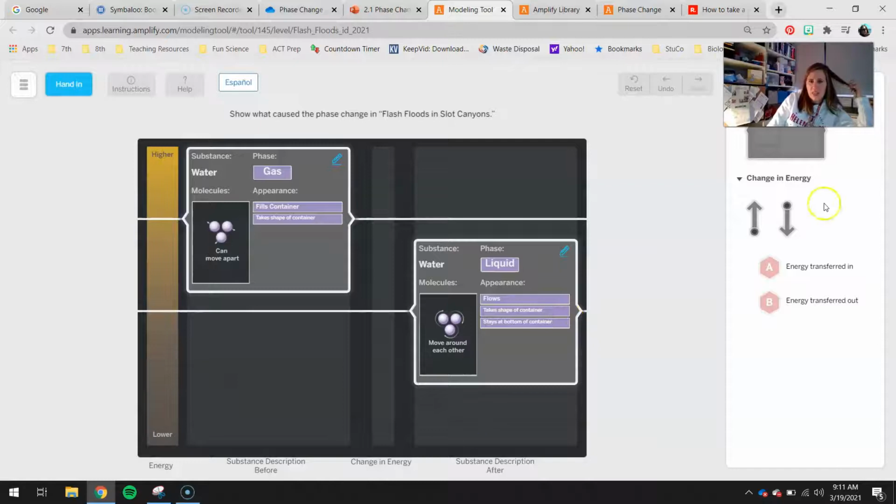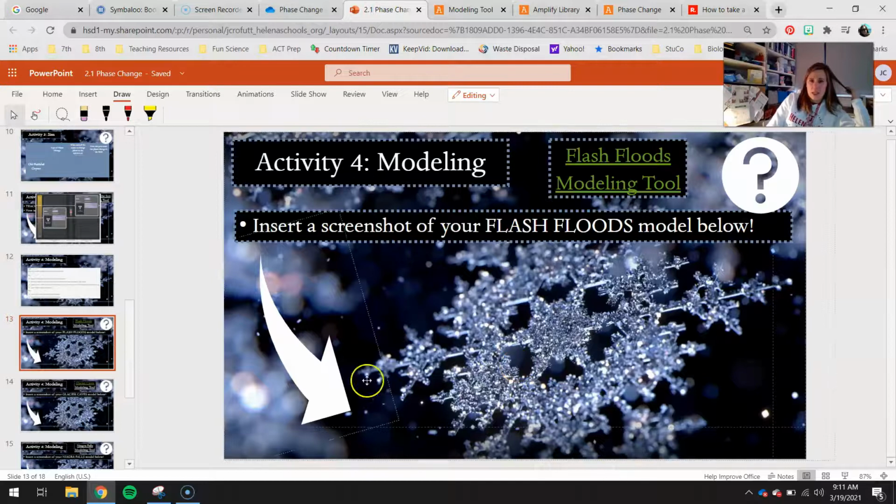Okay? And then because we have that air moving upwards and cooling down, we're actually losing energy. So you will grab this down arrow, drag it here, and energy is being transferred out. So we're losing that energy to the atmosphere around us, causing our molecules to have less kinetic energy. They're slowing down their movement, and now they're really only moving past each other in the form of a liquid. Then you would snip or screenshot this right here into your slide.